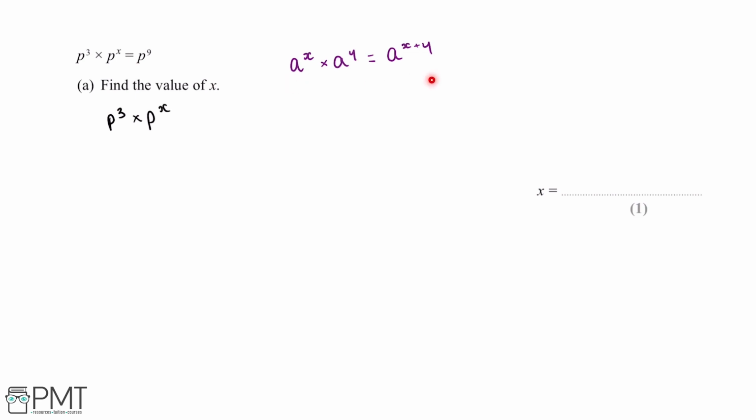So if we use this rule, this means that P to the power of 3 multiplied by P to the power of x will give us an answer of P to the power of 3 plus x. So if P to the power of 3 multiplied by P to the power of x equals P to the power of 3 plus x, then this means that P to the power of 3 plus x is equal to P to the power of 9. So we can simplify this down to 3 plus x is equal to 9. And then if we minus 3 from both sides, we get an answer of x equals 6.